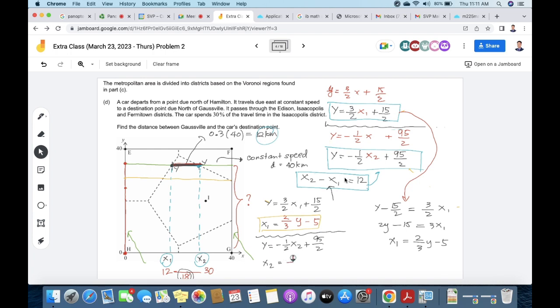Can you confirm? I got negative 2y plus 95. Can you check? I might be wrong. Because we need to transfer 95 over 2. Or what you can do, you can multiply everything by 2 first before you do any transferring. So this becomes 2y equal to negative x plus 95. Is it 95 or 83?